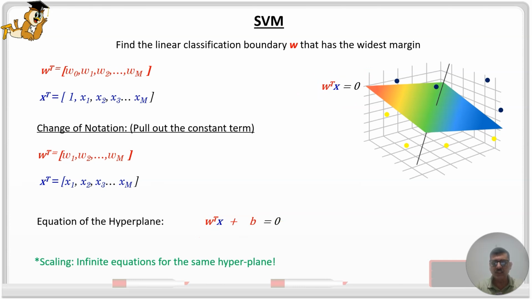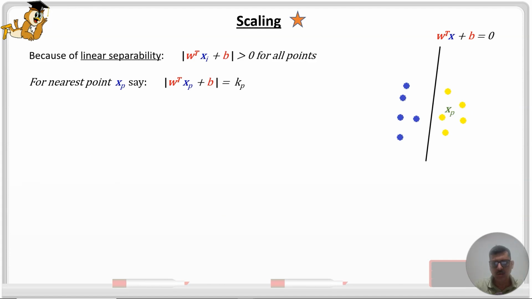So there is essentially a redundancy in the sense that there are infinite representations for the equation of the same hyperplane. And therefore, if you want to find the best hyperplane, you do not want that redundancy. You want to nail things down, right? So you would somehow like to take care of this scaling, whereby there are infinite equations for the same hyperplane. Okay, let's talk about scaling now.